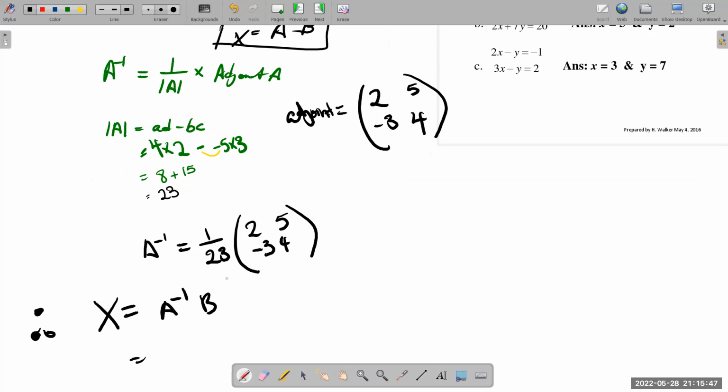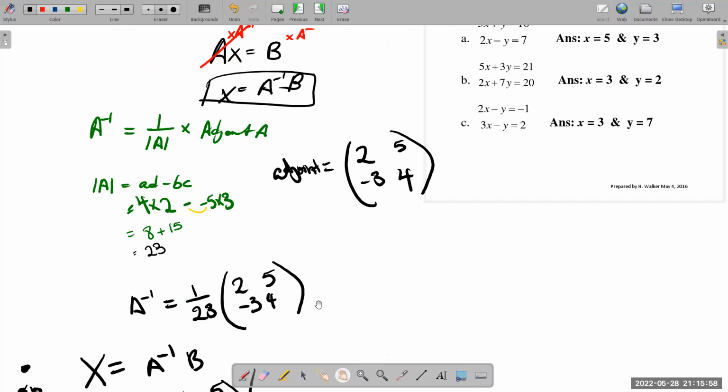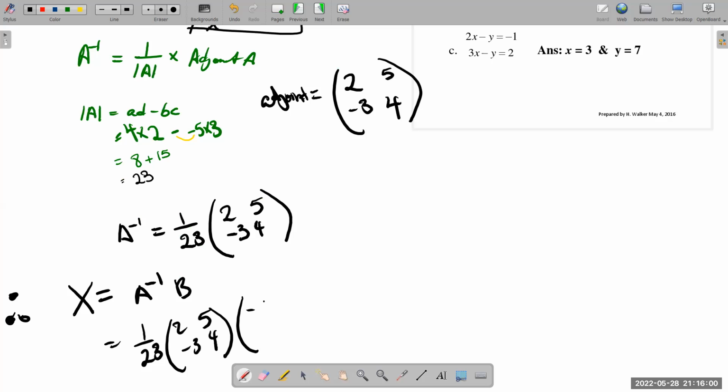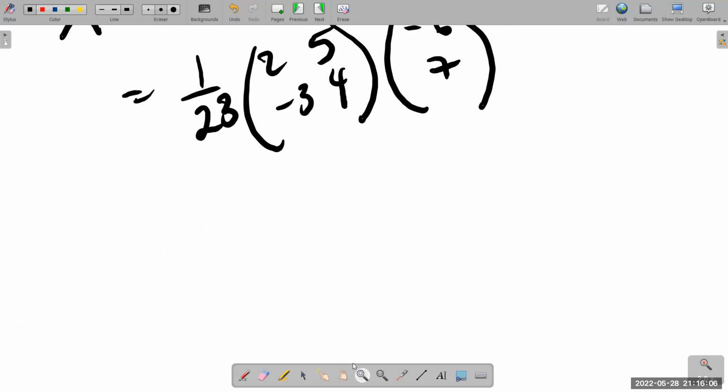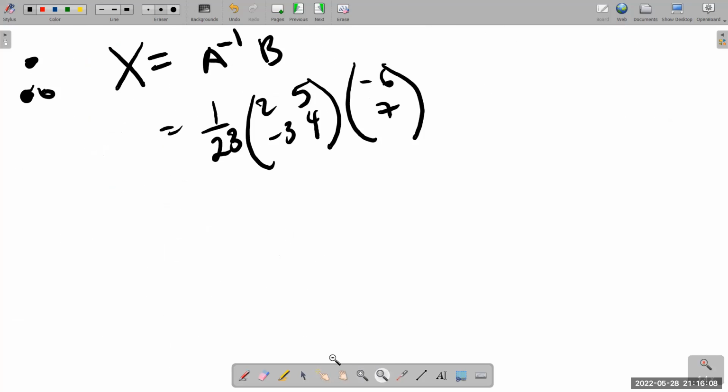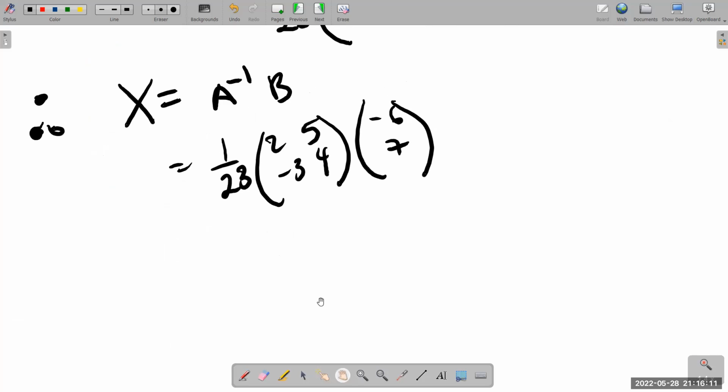So you're going to have your A inverse, which is 1 over 23, 2, 5, negative 3, 4, times B. What was our B again? It's negative 6, 7. So yeah, see how much work this is though? You see how much work this is? But is it bringing back everything? Because we did this before, right? Is it bringing it back?